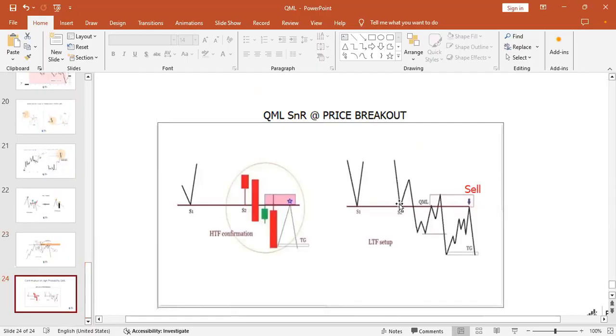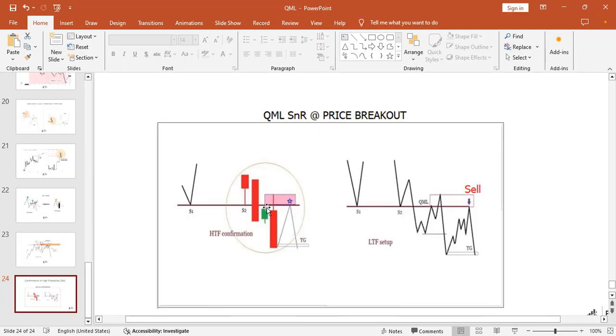When you see a breakout, then you get a QML. After the breakout, price pulls back to form a QML pattern. That gives you confidence that it's going to move downward. This is used for breakout. But if you see it in a higher time frame and take it to a lower time frame, this is what you get. That's why you should take note of those things.